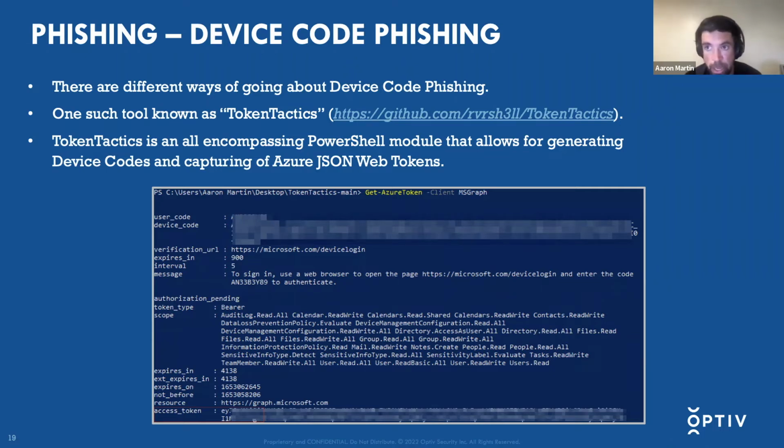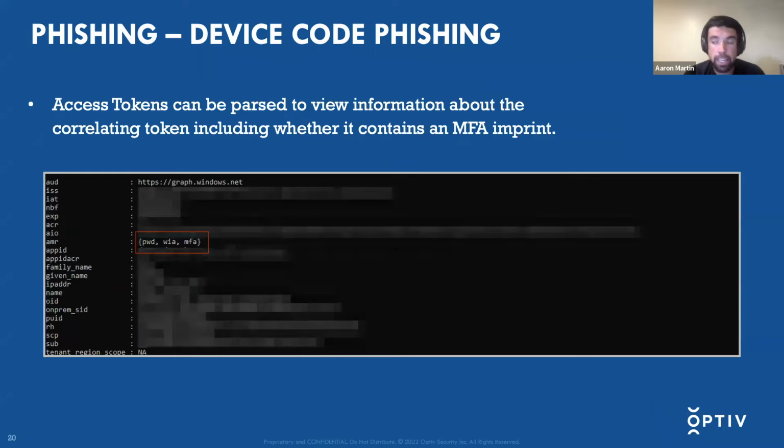There are multiple you can use. There's MS Teams, there's O365 Office apps, there's OWA if you would like to, say, dump the global address list. But in this case, which we'll show in the next slide, we used MS Graph, which allows you to conduct reconnaissance against Azure AD. This just shows what that access token looks like when you have an authentication method with password, that's Windows integrated authentication, and an MFA imprint.